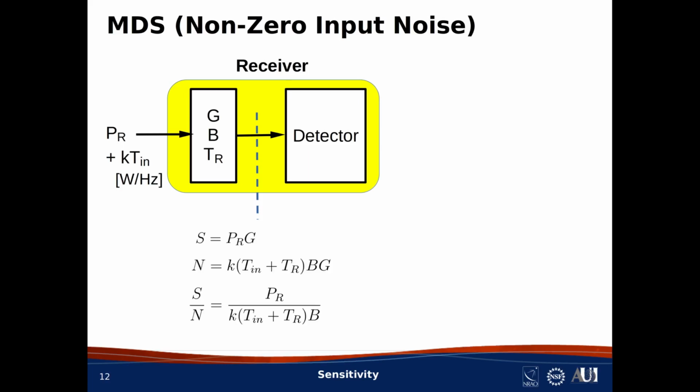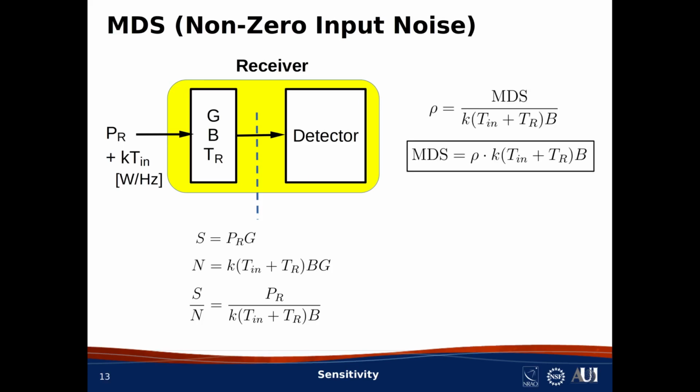Here we're following the same procedure as before to calculate the pre-detection signal-to-noise ratio. The expression for S does not change. The expression for N changes only in that the equivalent noise temperature is now T sub in plus T sub r. So we get the new expression for S to N shown here. And the outcome is not surprising. MDS for non-zero input noise is the same as that for zero input noise, with the only difference being that T sub r increases to T sub in plus T sub r.